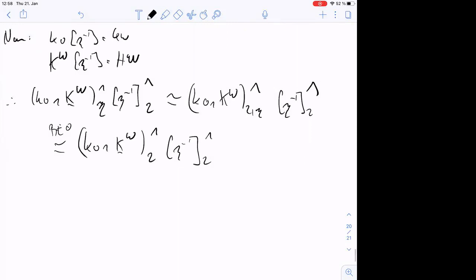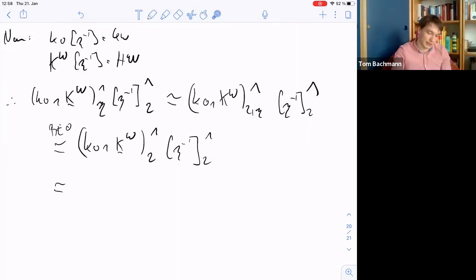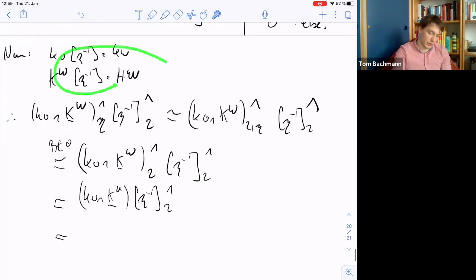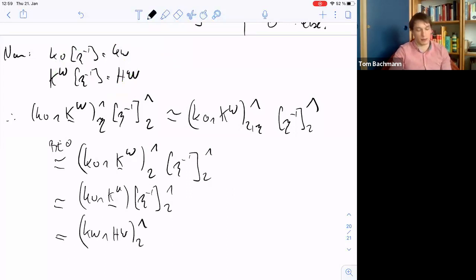Okay, so that's a bit stupid now, right? So now the fact is that I have this two-adic completion on the inside and on the outside, so I can drop it again. So this is just KO smash KW, eta inverted, two-adically completed, and then I use what I had here to get KW smash HW, two-adically completed, and this is what we wanted, right?